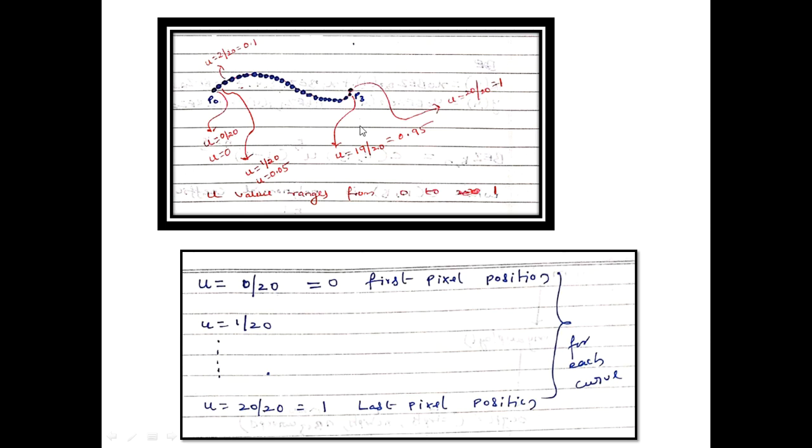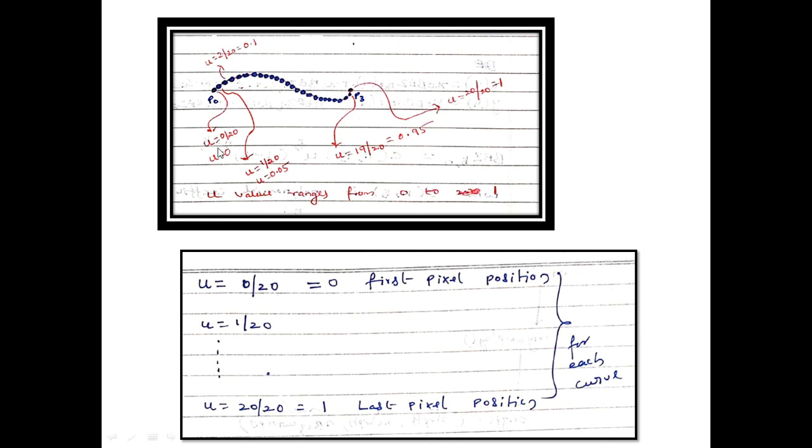So as I said in the previous slide, U value ranges from 0 to 1 only. But depending upon how many control points you are taking, you will get a Bezier curve with a different shape.